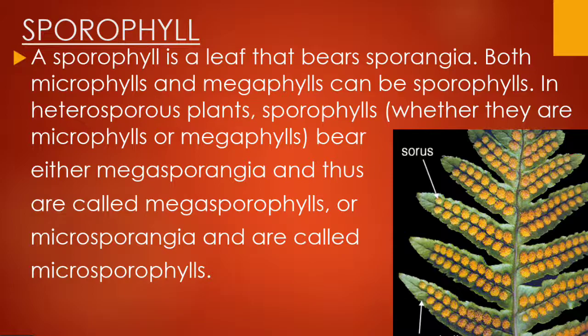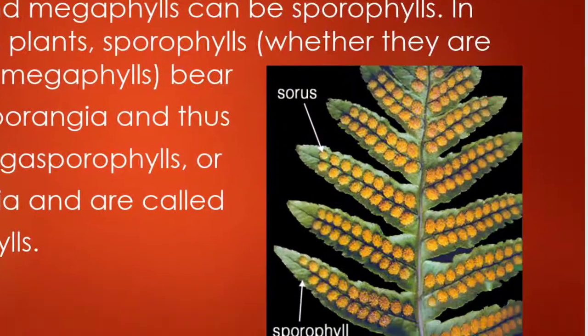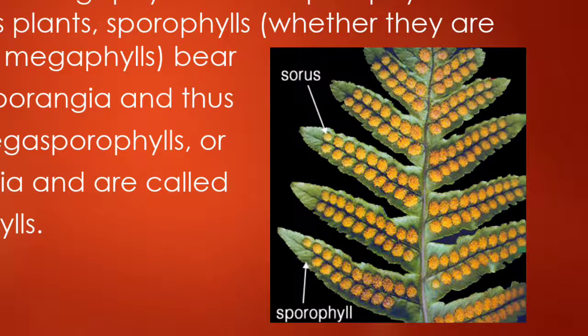I want to show you in the slide how they are present. The sporophyll is a leaf containing the microsporophylls or the megasporophylls. That is, again, it contains the spores inside.